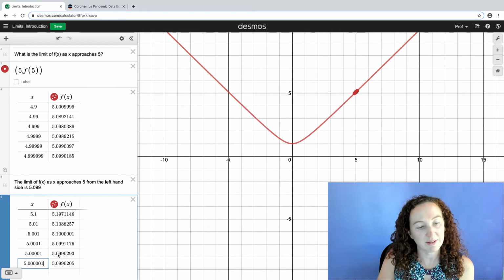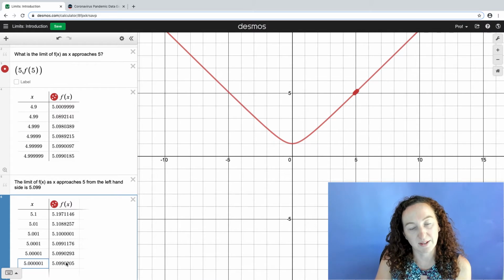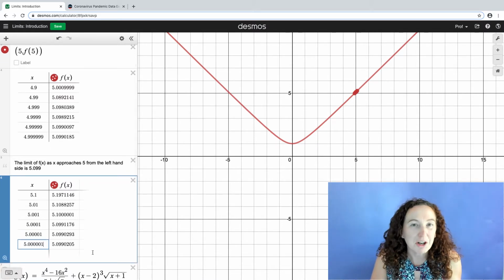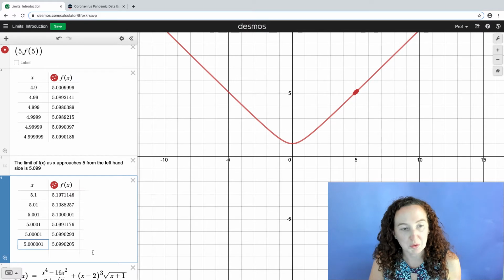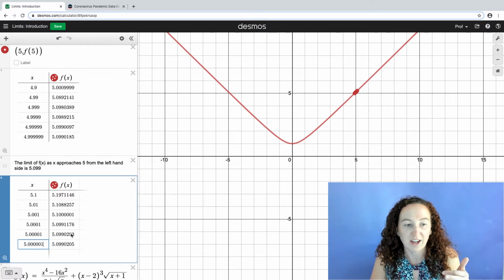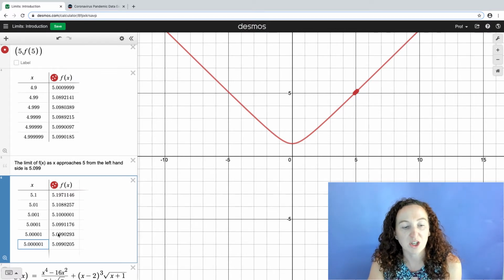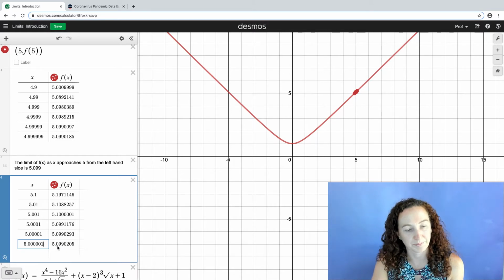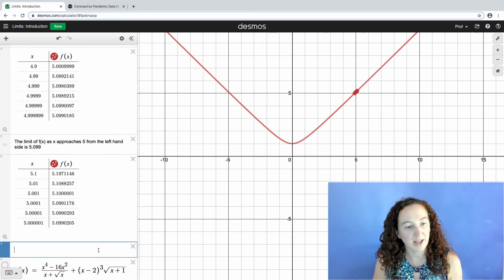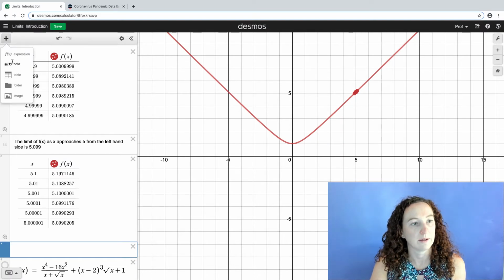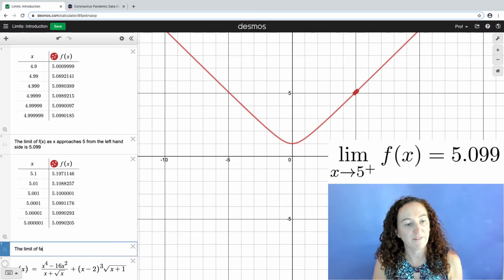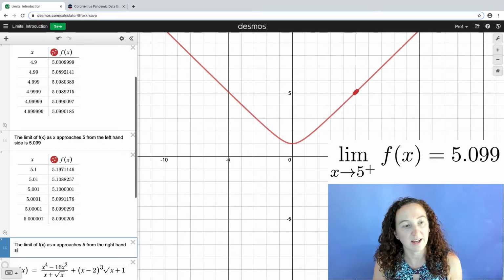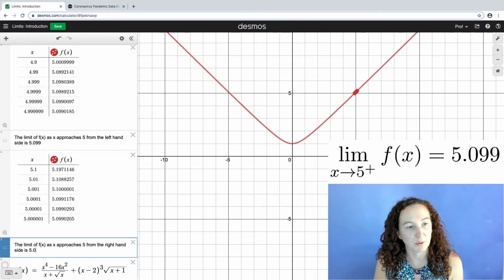All right, and now we see that we have 4 decimal places that have stopped moving. It's kind of arbitrary that I'm choosing 4 decimal places. You can choose 3, but you want to go far enough that it's clear that the values of f of x have stabilized. Another word that we call this is converged. So what we can say here is the limit of f of x as x approaches 5 from the right-hand side is 5.099.